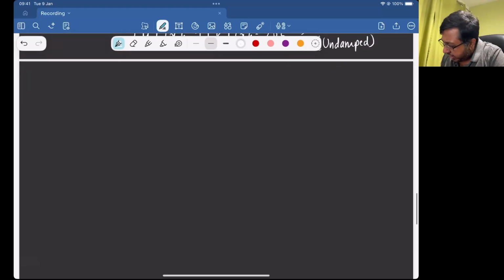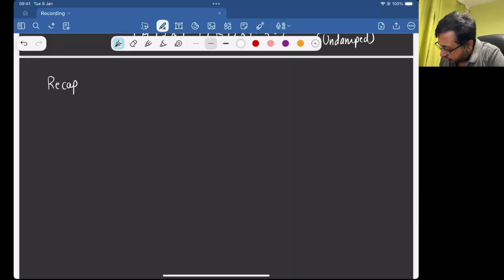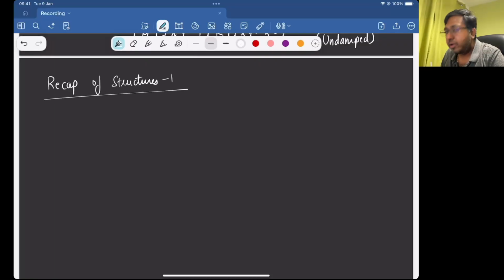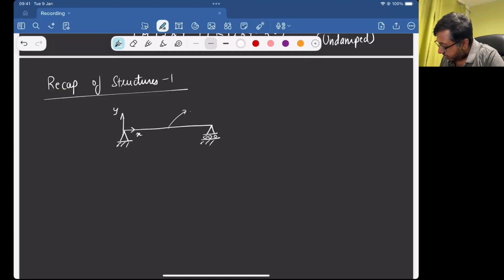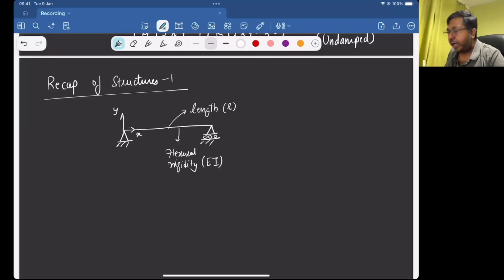Okay, so just a recap of the beam, a recap of structures 1. Let's assume that we have a simply supported beam. So we have a beam, right? Let's say this is the x direction and this is the y direction, right? So the length of this beam is L, and the flexural rigidity, we'll introduce what flexural rigidity is in a moment, is EI, right?